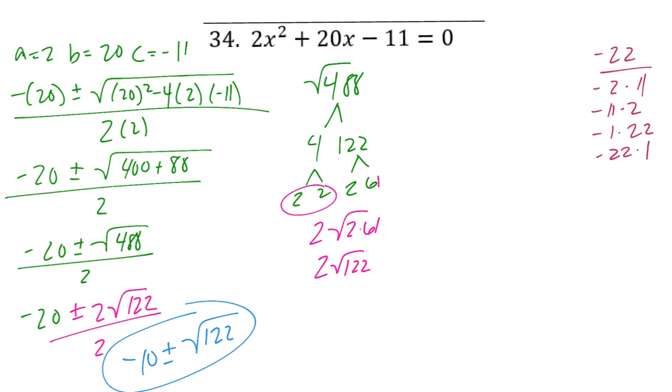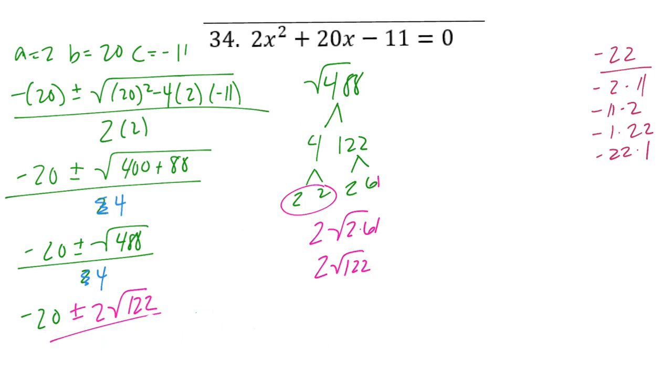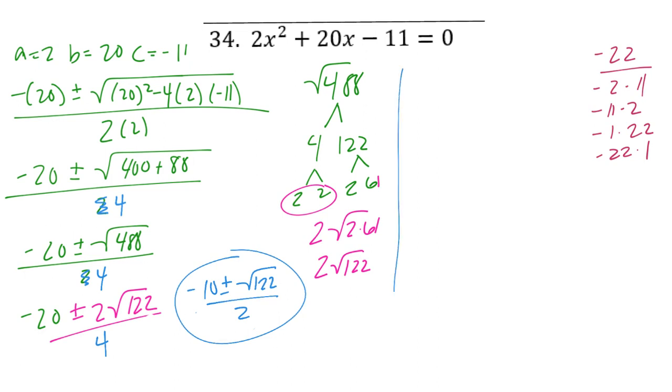Actually, I am seeing a mistake I made. It was 2 times 2. So this denominator should actually be 4. So let me fix my mistake here. So we're dividing by 4. So then 20, what goes into 22 and 4? It is 2. So it's negative 10 plus or minus the square root of 122 over 2. That's my final answer. Sorry about that mistake, guys. It happens, right? I'm sure you saw it while you were watching this. You're like, Miss Moore, that's 2 times 2.